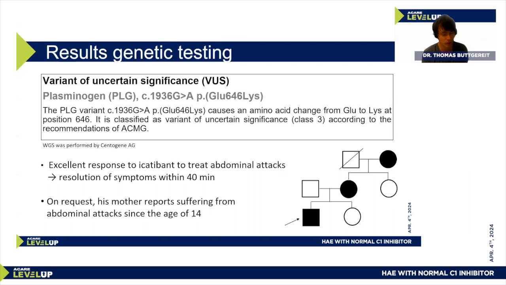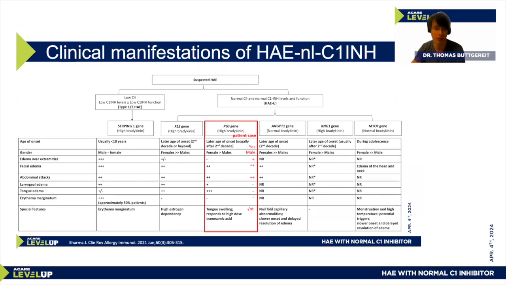And on request, we called his mother, and the mother reported suffering from abdominal attacks since the age of 14, but she never talked about this with her son, and also not with her friends and family. So they all got tested, and we saw that not only the maternal grandmother, but also his mother was affected by this mutation. When we compare this variant with the clinical symptoms which we know from patients with HAE due to plasminogen mutation, we see some differences, but also some similarities. First of all, the same is the quite late onset of the disease after the second decade. As Anete said, they tend to be more female patients, but this patient is male, but also has some females affected in the family. By the way, his sister was not affected by this mutation.